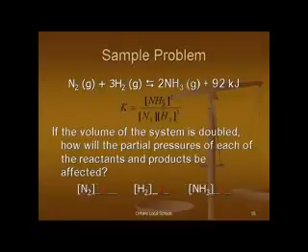Okay, if the volume of the system is doubled, how will the partial pressures of each of the reactants and products be affected? Well, if the volume is doubled, the pressure would decrease. So the equilibrium would shift to the side that has the greater number of moles of gas. So we're going to shift left. And so your concentration or partial pressure of N2 will increase. Your concentration or partial pressure of H2 will increase. And your partial pressure or concentration of ammonia will decrease.